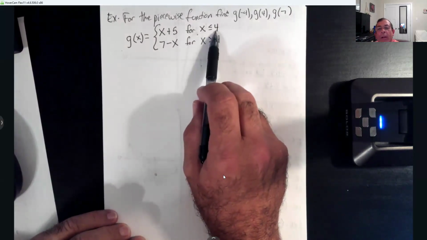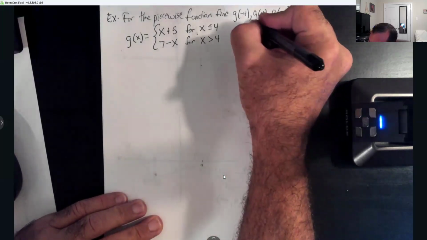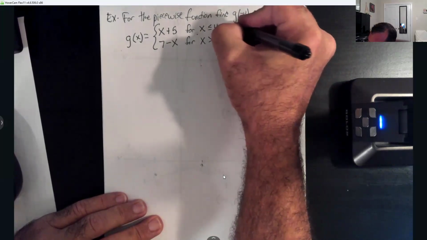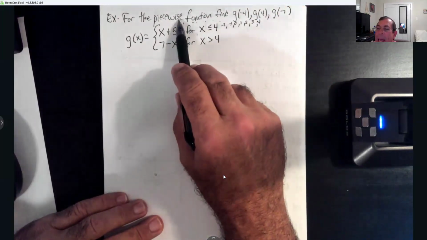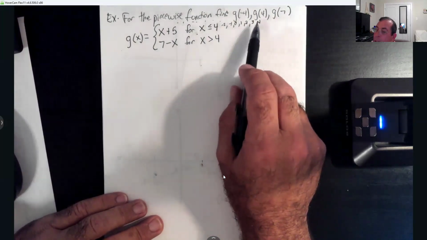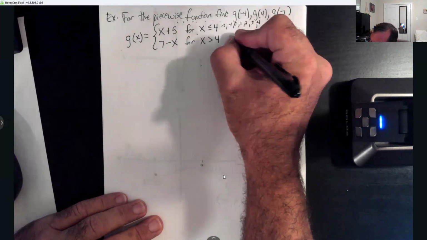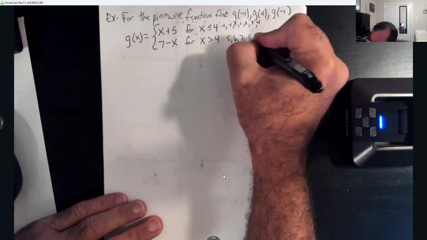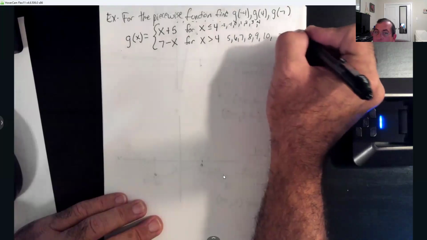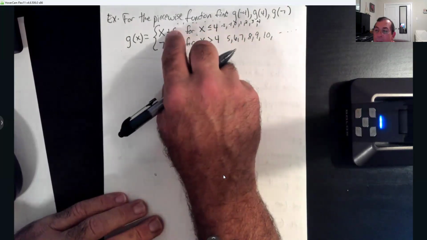So it looks like the first one, any number less than or equal to 4, I'm going to use that equation. So the biggest number is 4, but it can be 4 because it equals. So 4, 3, 2, 1, 0, -1, -2, and so on. As far as I can go, negative will be less than 4. But the largest number you can use on that one is 4. On this one, it says x has to be greater than 4. So that means 5 would be the smallest number you could use for the second equation. Numbers like 5, 6, 7, 8, 9, 10, and so on. Anything bigger than 4 uses this equation. Anything less than or equal to 4 uses the first equation.